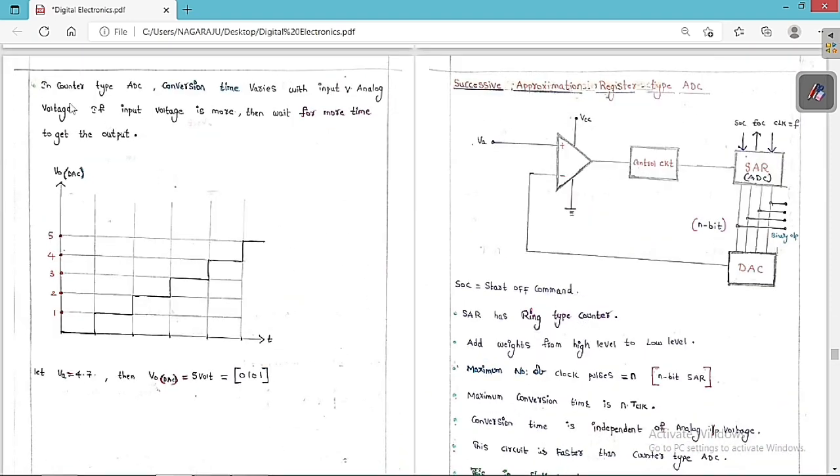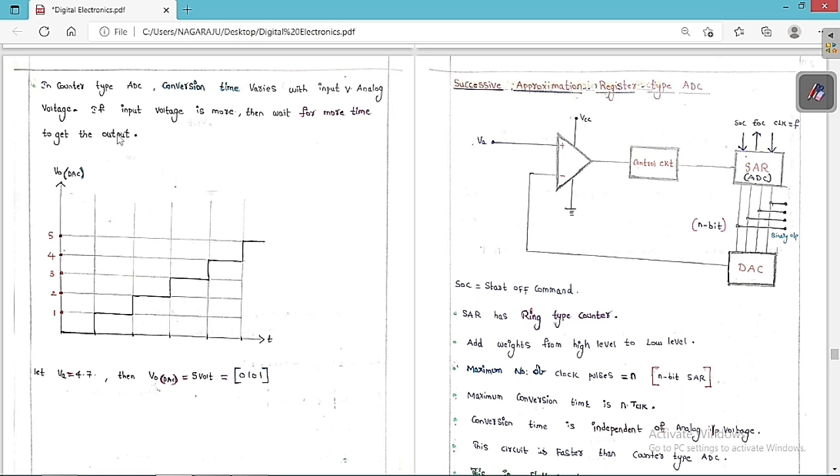We can say clearly here, in a counter type ADC or ramp type ADC, the conversion time varies with the input voltage, the analog voltage. If the input voltage is more, then you wait more time to get the output. As I already told you, if the analog input voltage increases, you have to wait more time to get the result through the binary output. If the input voltage is less, you will get the binary output within less time. If the input voltage increases, you have to wait more time.